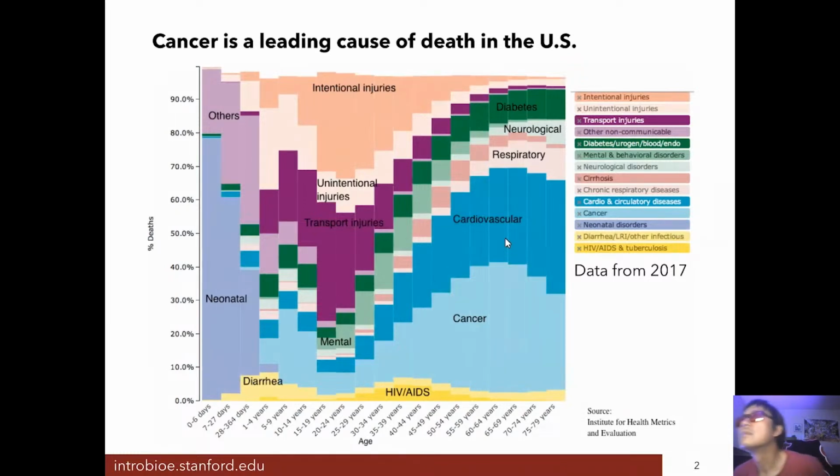I think this graph is really interesting to look at, and I encourage you to come back to it to think about, how old are you and what are the things that are most likely to bring about your demise if you were to pass away soon.